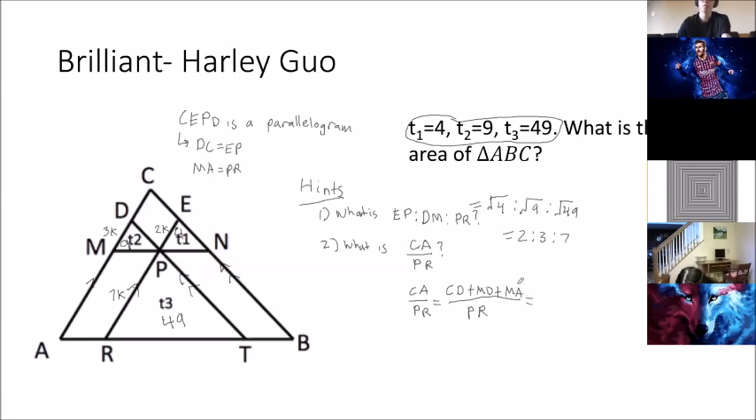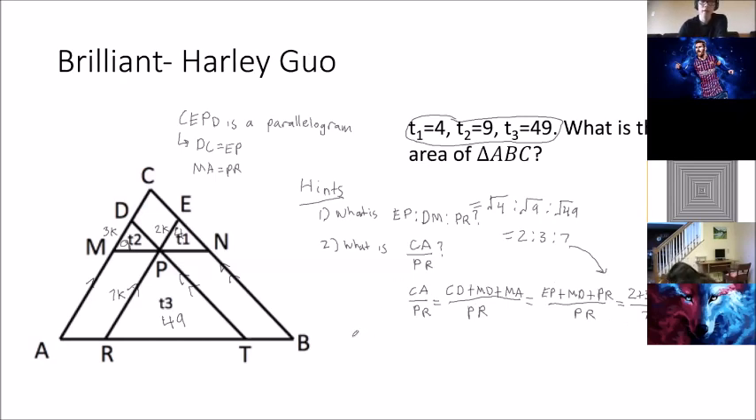But if you look at what we got from the parallelograms, we can turn CD into EP. MD is fine as it is. And we can change MA into PR, all over PR. And from the ratio of the sides over here, this is actually just 2 plus 3 plus 7 all over 7, which is 12 over 7.